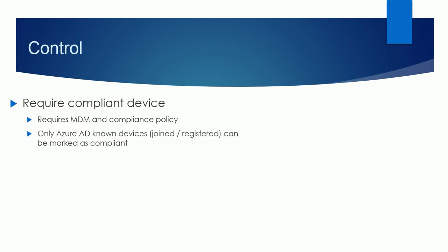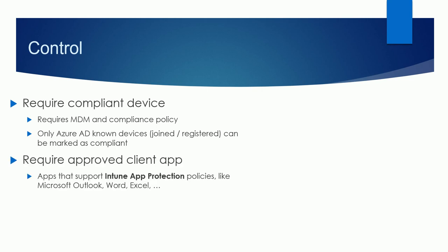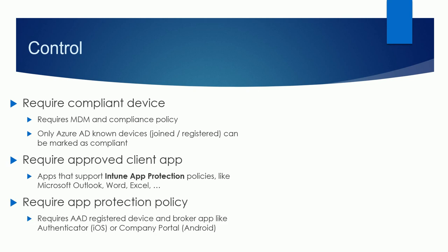Now, the controls: require a compliant device, require MDM and the compliance policy. Only Azure AD known devices, joined or registered, can be marked as compliant. Require approved client app: apps that support Intune app protection policies, like Microsoft Outlook, Word, and Access, or require app protection policy. These are the controls you can provide through CA.